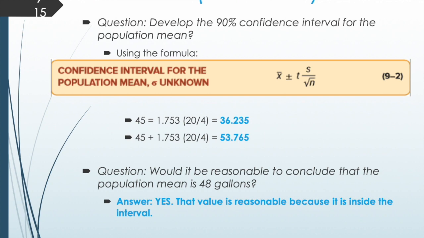And so our final question here: would it be reasonable to conclude that the population mean is 48 gallons? And the answer is yes, it absolutely would be reasonable, because 48 gallons falls within the confidence interval, and we're about 90% confident that would be the case.